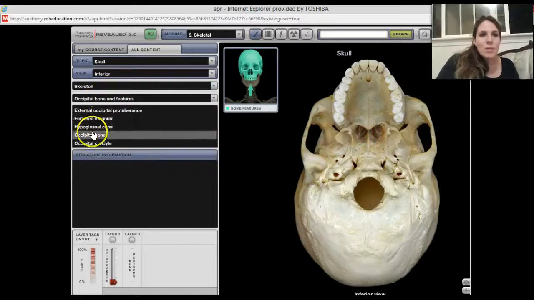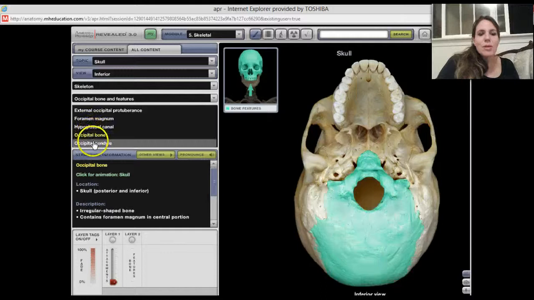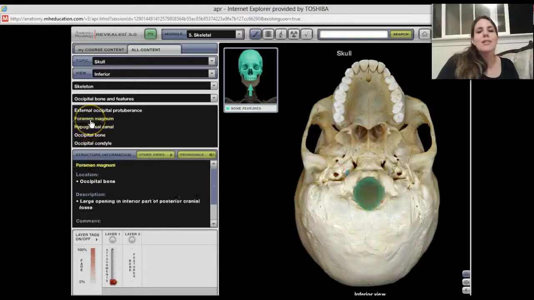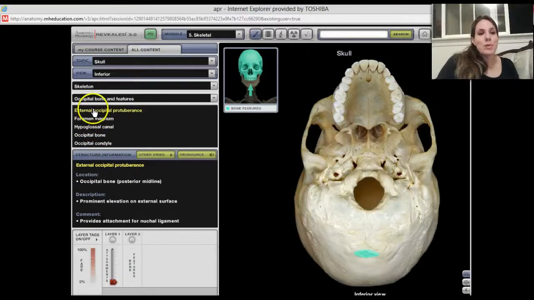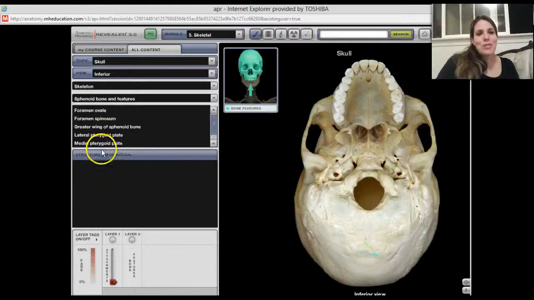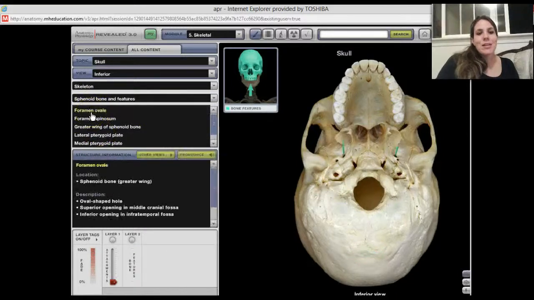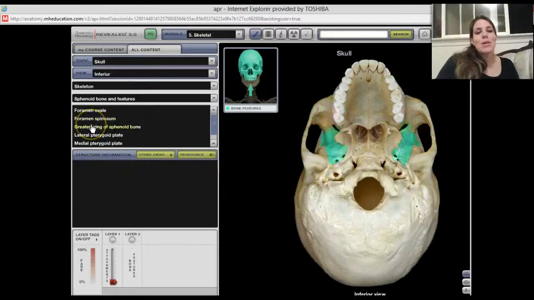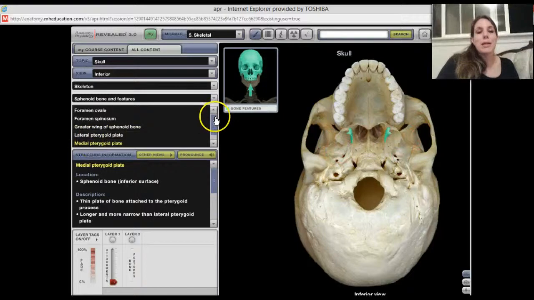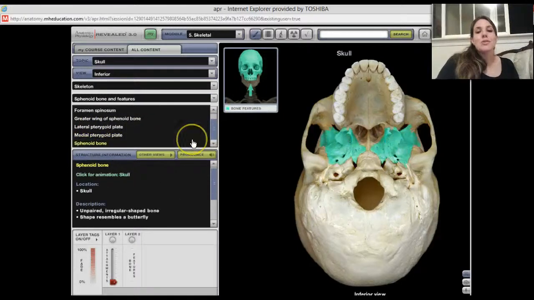We already did the occipital bone, right? Occipital bone, occipital condyles, hypoglossal canal, foramen magnum, external occipital protuberance. Oh yeah, and the sphenoid bone and its features. The sphenoid has the foramen ovale and the foramen spinosum. The greater wing of the sphenoid bone, lateral pterygoid plate, medial pterygoid plate. And there's your whole sphenoid bone.